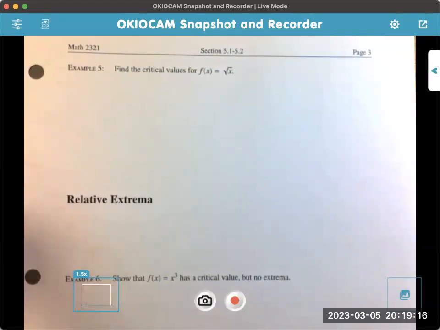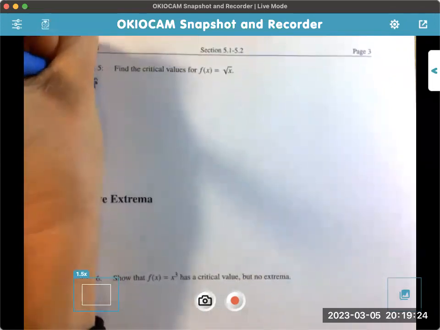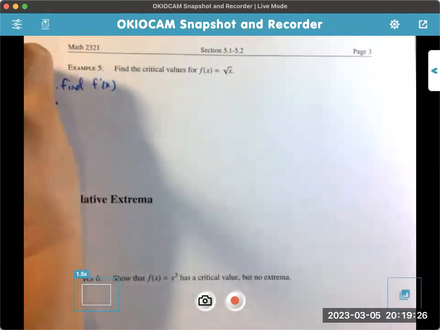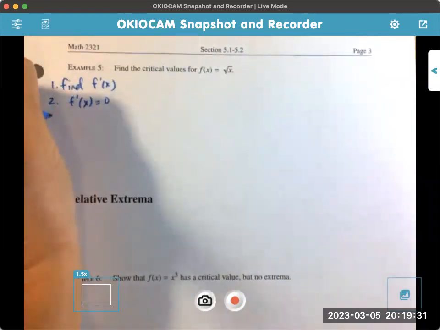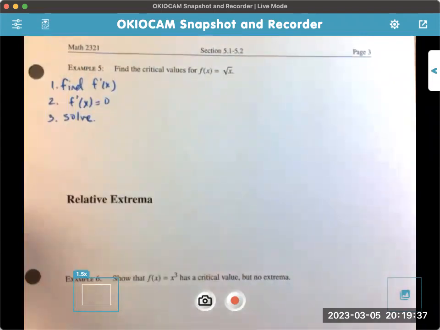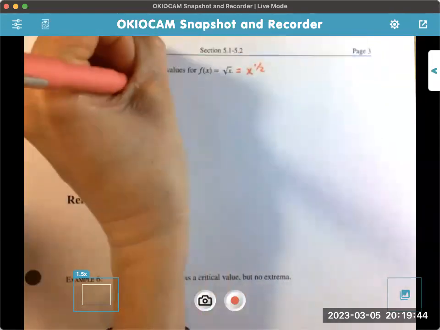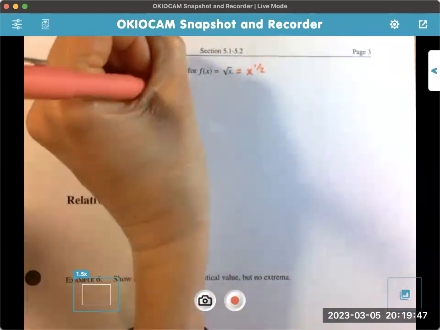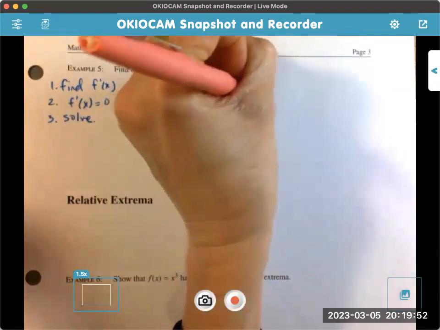Okay, so example 5. Find the critical values for f of x equaling root x. So we're going to again find f prime of x, step 1. Step 2, set the derivative equal to 0, and then 3, solve. All right, no big deal. We've done this 4 times already. We're pros. So remember, this is also x to the 1/2. So we know that the derivative is 1/2 x to the negative 1/2, or 1/2 root x.